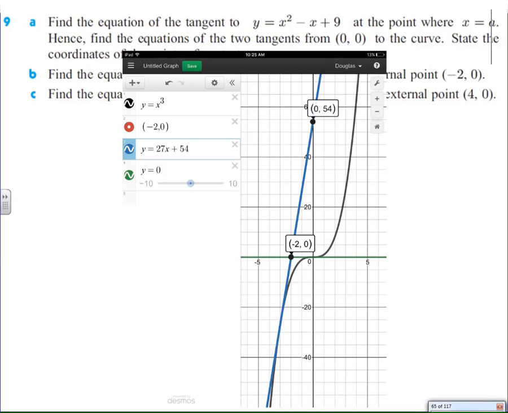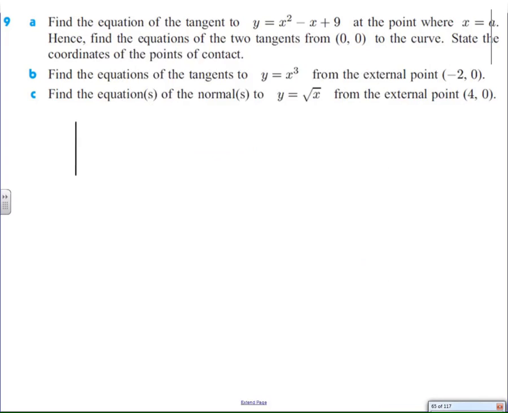But just to make sure, I program both lines into the computer and show that they're both tangent to the curve that was given, y equals x cubed, and they're both going through the point negative 2, 0. So again, satisfaction.